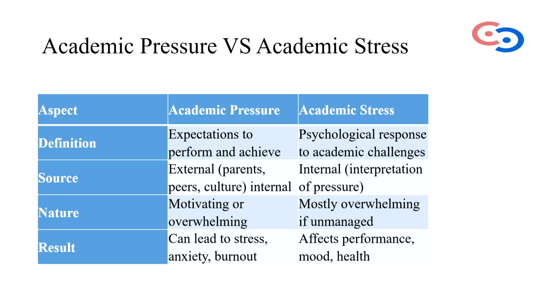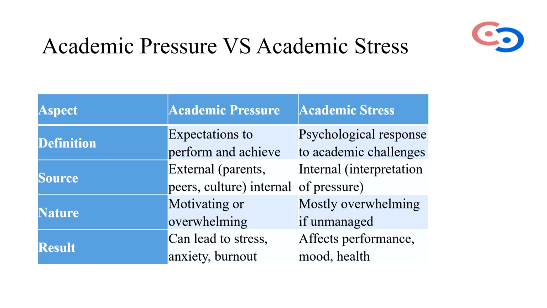What is the difference between academic pressure and academic stress? By definition, academic pressure is expectations to perform and achieve. On the other hand, academic stress is a psychological response to academic challenges. The psychological responses, as I said, are emotional overwhelm, emotional issues like anxiety, low feeling, and a depressed feeling.